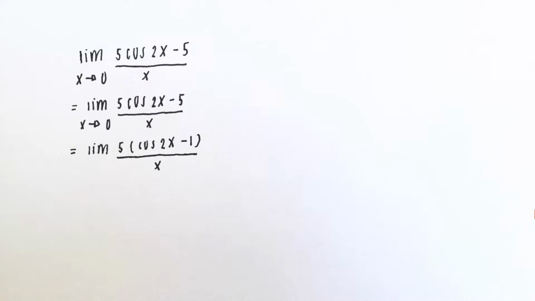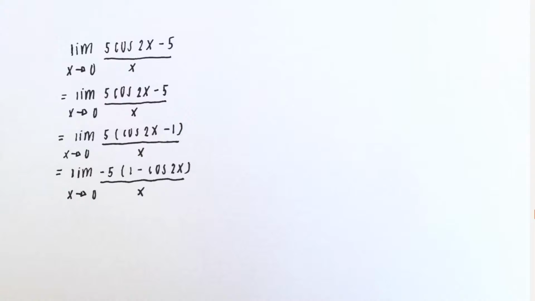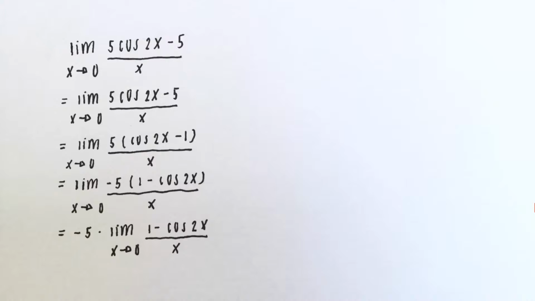5 is multiplied to cosine 2x subtracted by 1. However, we need to manipulate the function for us to have 1 minus cosine 2x to satisfy a portion of the rule, factoring out the negative. As a result, we have negative 5 multiplied to 1 minus cosine 2x. Mentioned limit law of a constant multiple of a function, we can pull the monomial negative 5 out.